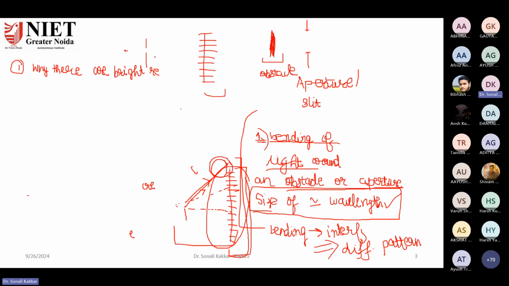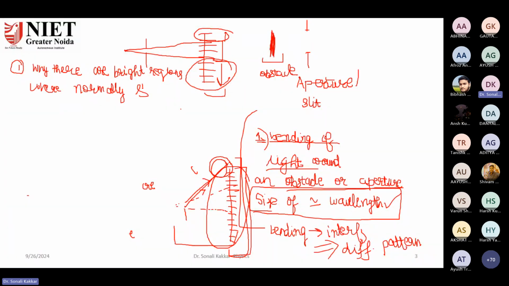See, light should only be in this region, there should be brightness, and above and below there should be darkness. But why, in this region of darkness, are there alternate bright fringes? First question is this: why are there bright regions where normally there should be darkness? You understand the question, right? Yes or no? Yes, ma'am.